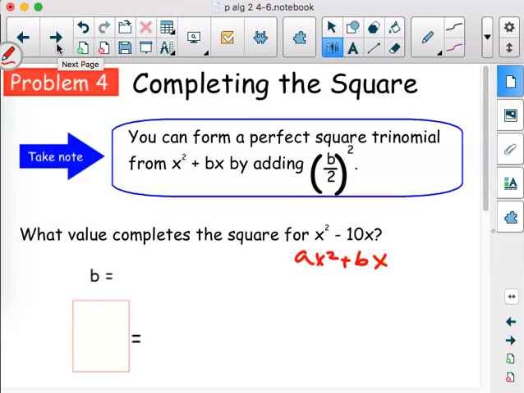And you can either memorize the formula, or like I said, you can think back about the factoring. Most people memorize that formula. It's so little. I mean, most people just say, okay, I need b over 2 squared. That's what I need. So b is negative 10.